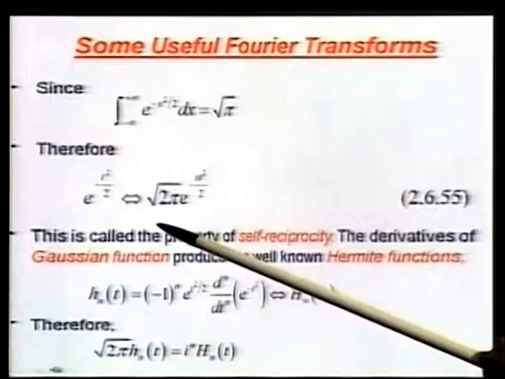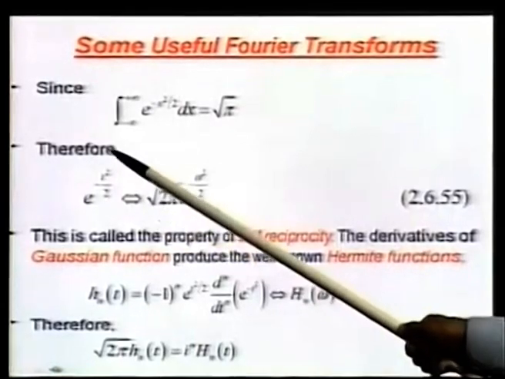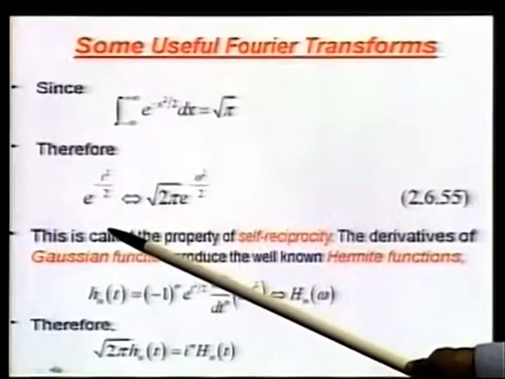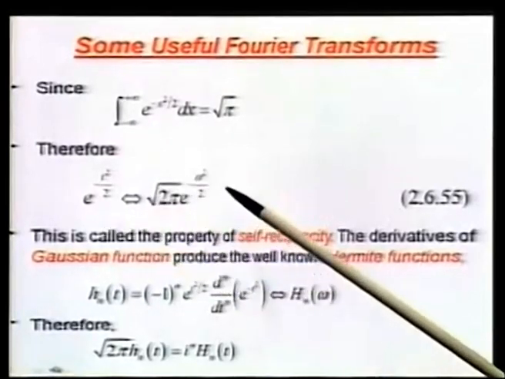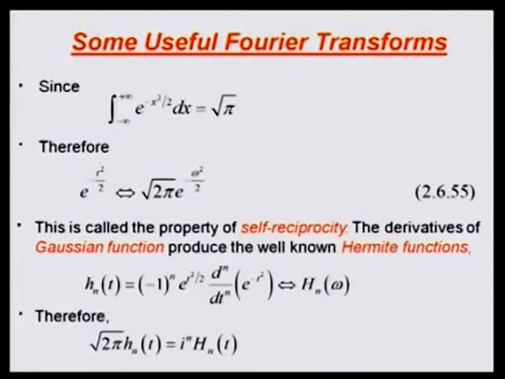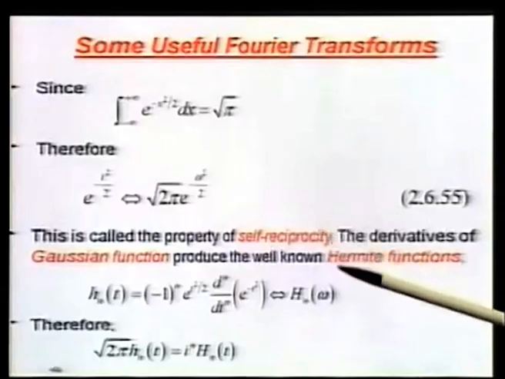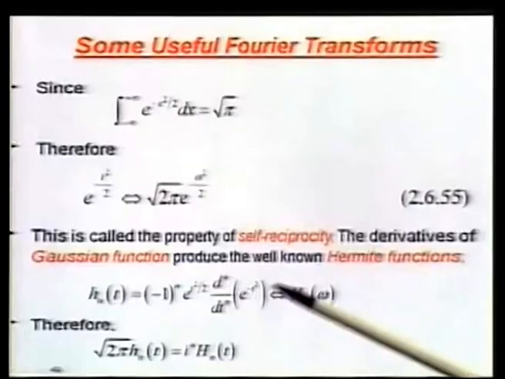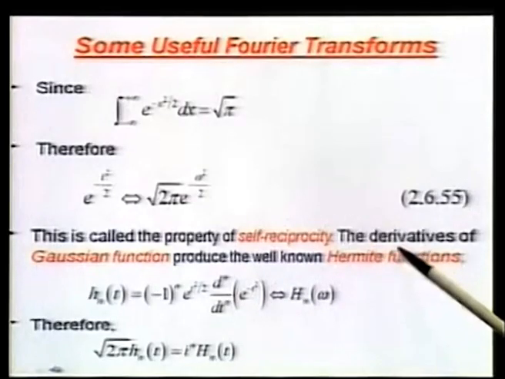Okay. So, what happens is that if I take the original as e to the power minus t square by 2, the Gaussian function, look at its Fourier transform, that is also e to the power minus omega square by 2. So, this is the property of self reciprocity. The function reproduces itself upon taking the transform. Okay. So, whenever such a thing happens, they are called Hermitian functions or Hermite functions.